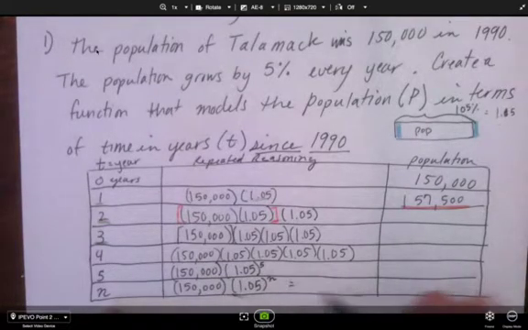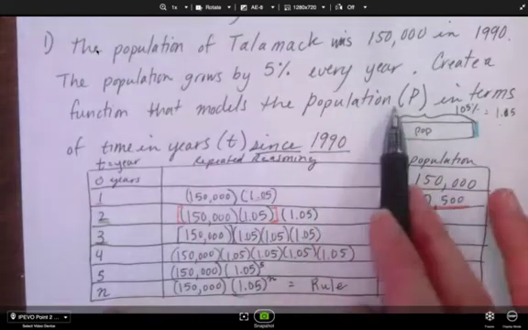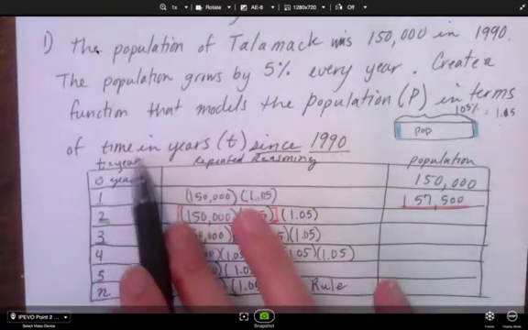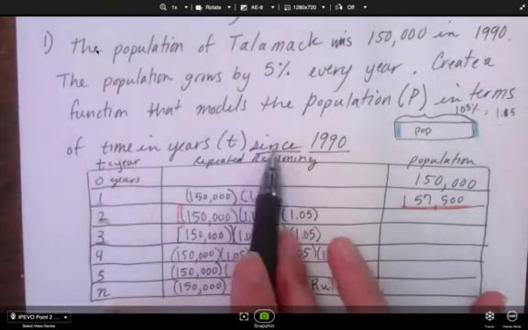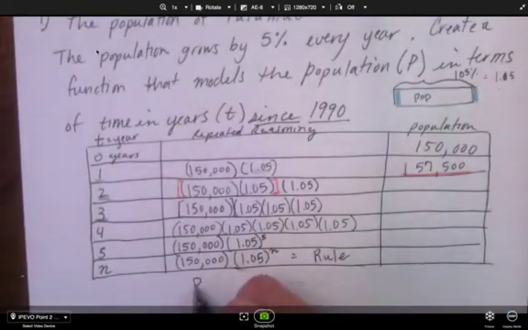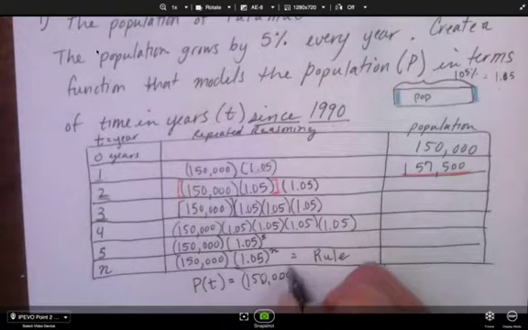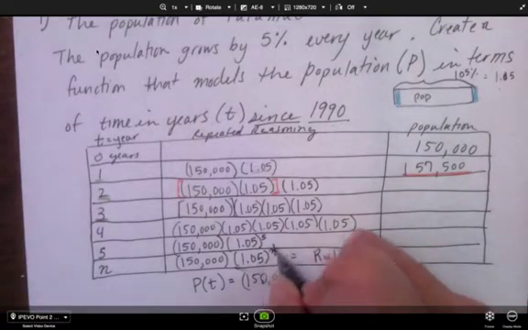And so this is our rule. So if it says create a function that models the population P in terms of years T since 1990, our rule would be that our population in terms of time is equal to 150,000 times 1.05, and this should be T, right?